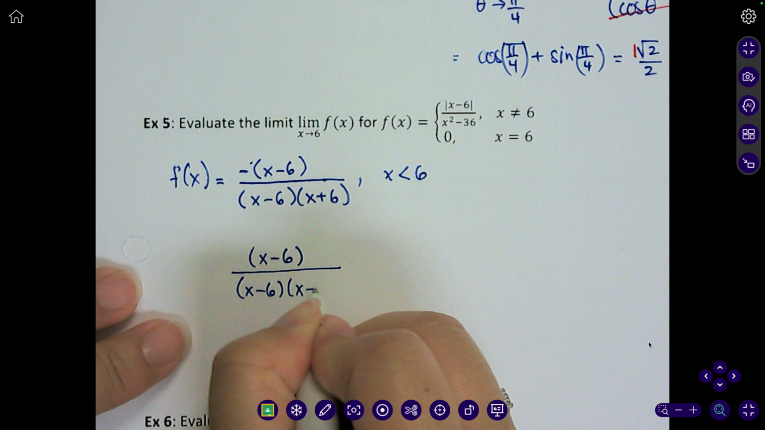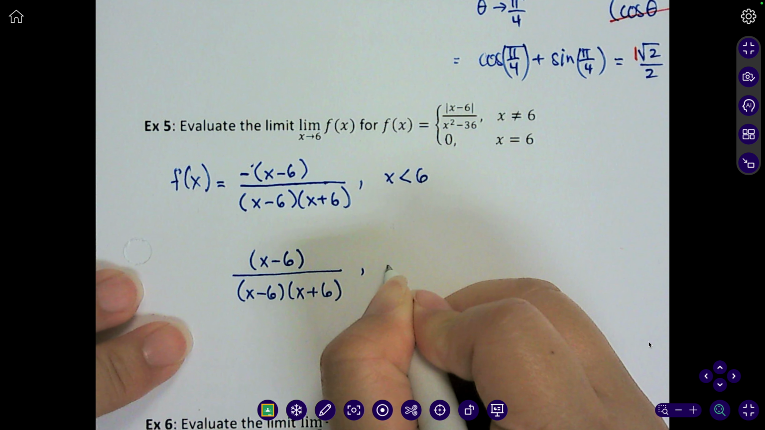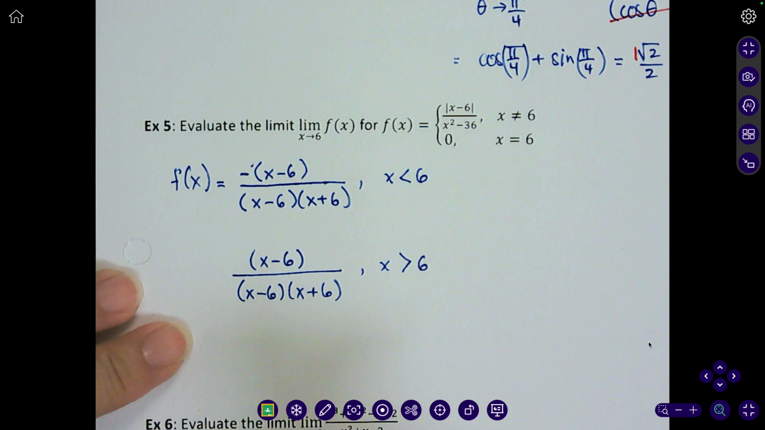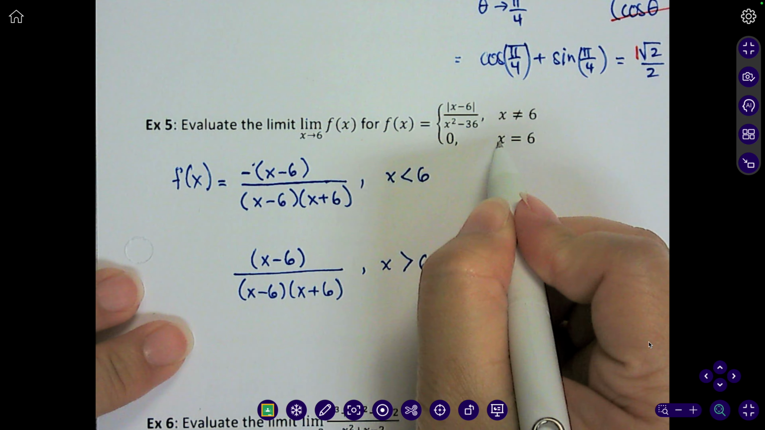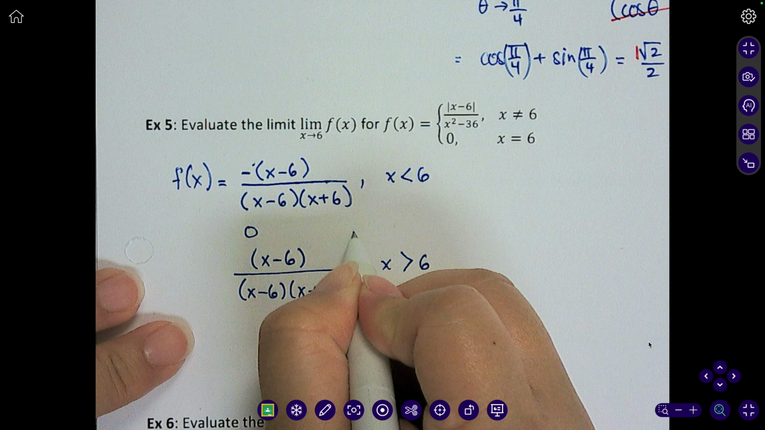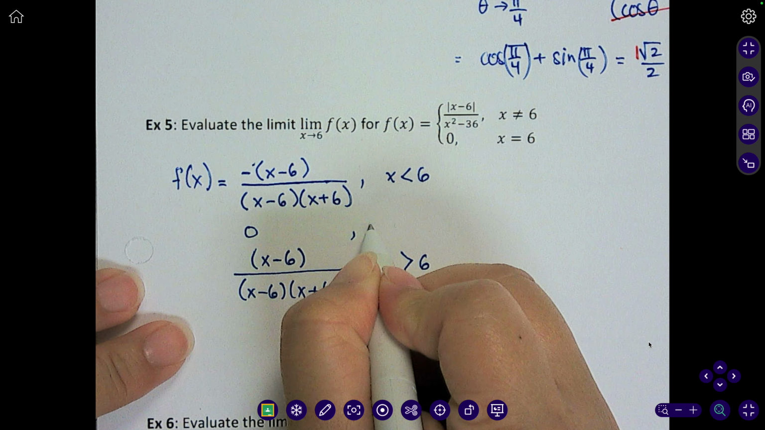You have to break that out into two pieces of a function. This piece is anything on the right of 6. And then at 6, you have 0. So 0, that's when you are at 6. Let me write that in the middle so we can see it. And this is your pieces of the function. I might have to move this down here.